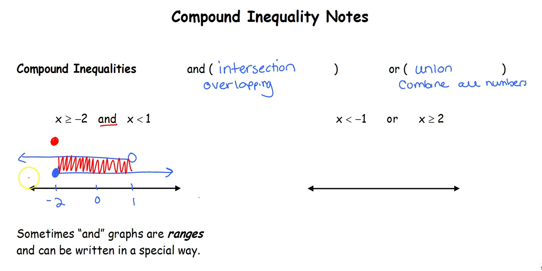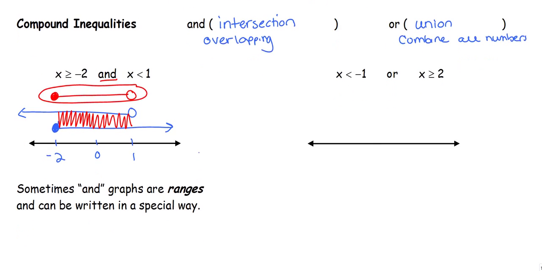Nothing to the left is part of the first one, so nothing to the left can be part of my solution. When I go over to the right, 1 is part of my first one. 1 is not part of my second one because it's an open circle. So it's going to be all numbers in between negative 2 and positive 1. It includes the negative 2 because negative 2 is part of both. It does not include 1 because 1 is not part of both. So here is my solution.